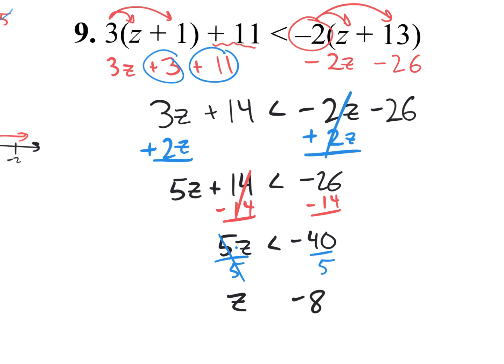Okay, but does the inequality flip or does it just come down? It just comes down. Why? Because the rule says if you multiply or divide by a negative on your last step, and we are dividing by a positive on our last step, so we do not change the inequality symbol. It comes down exactly the way it is. It's still a less than. There's my answer. Z is less than negative 8.